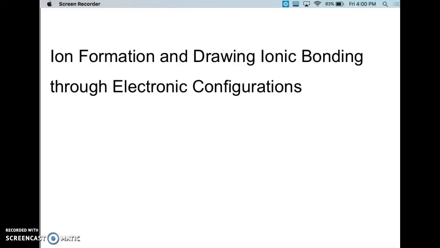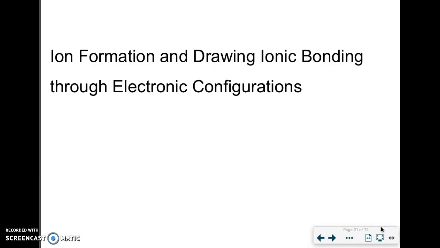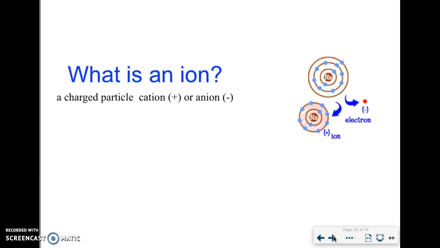Okay, this is a video on ion formation and how to draw ionic bonding through electron configuration. So what we're first going to take a look at is really what ion formation is about. An ion, if you remember, is a charged particle where you can have a cation, which is positively charged, or you can have an anion, which is negatively charged.